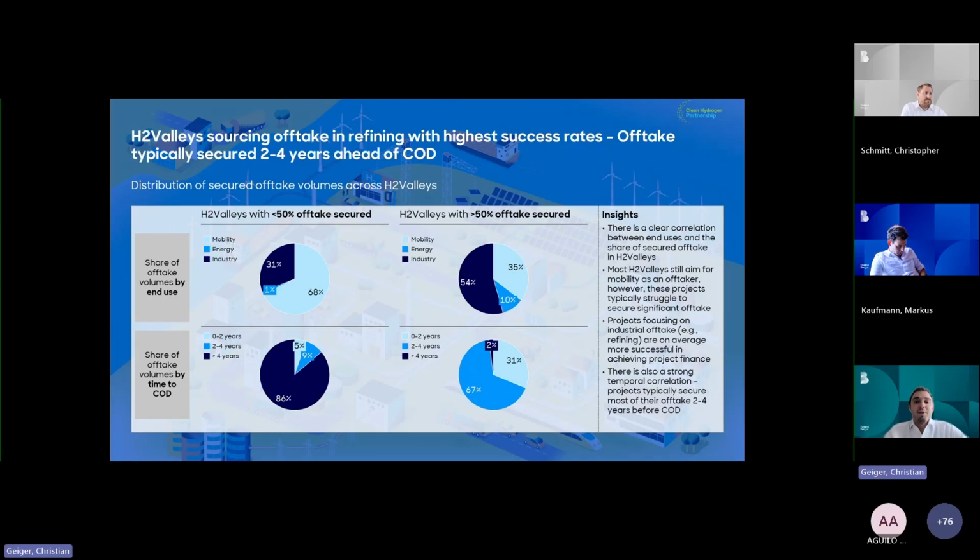This leaves some room for interpretation, obviously, but statistics show that the industry use case, where we already today see a strong demand, not only in the future, is really the anchor for secured offtakes when it comes to our valleys. Then secondly, and that doesn't come as a huge surprise, a correlation you would expect to see here: H2 valleys with a larger share of offtake secured are already much closer to FID compared to valleys with less offtake secured at this point in time.